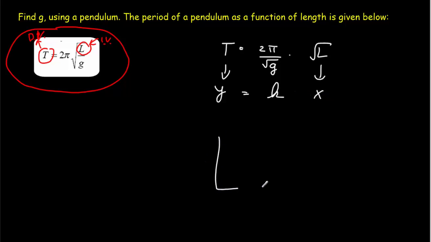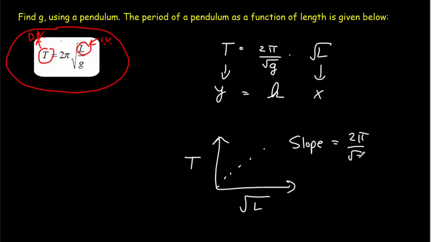So all we need to do in order to get a straight line graph is to plot our y variable, the period, against our x variable, which is the square root of L. And we should get a straight line graph. And then, of course, we can say that k should be the slope of that line, and it should be equal to 2 pi divided by the square root of g, which means we're going to be able to solve for g and see if our experimental value is close to 9.8.